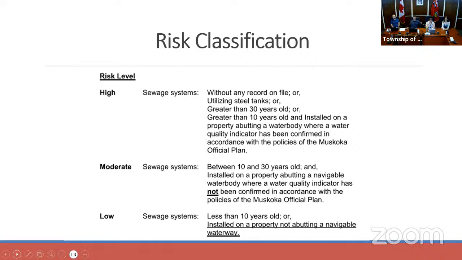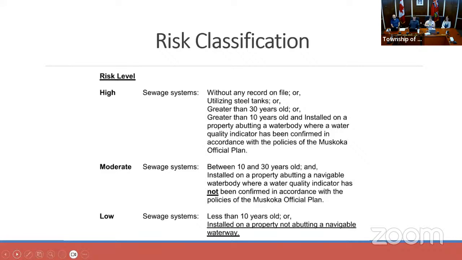So just to go through that high risk classification that you see on the screen, this will be any system without any record on file, any sewage system utilizing a steel tank or tanks, any system greater than 30 years old, or any system greater than 10 years old and installed on a property abutting a water body where a water quality indicator has been confirmed in accordance with the policies of the Muskoka official plan. Some of those items are relatively straightforward. However, there are a few worth going over one by one.